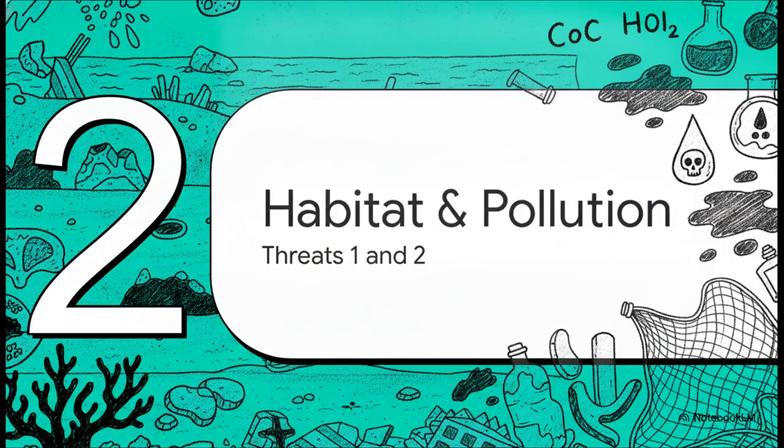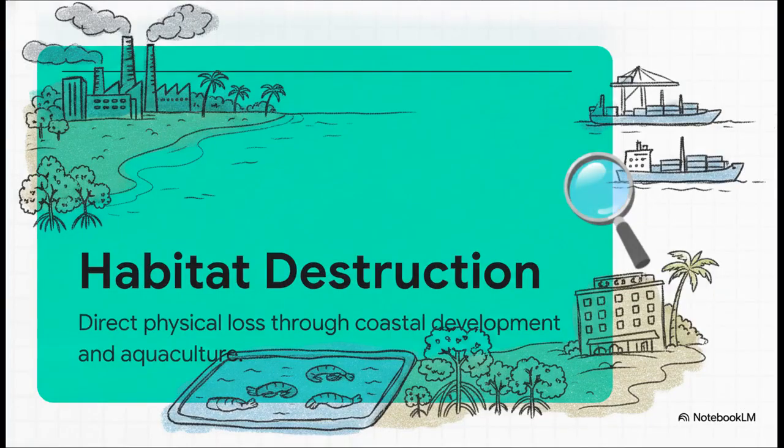Section 2, Habitat Destruction and Pollution. Let's start with a plain language explanation of our very first threat. It's basically people building things right over natural spaces. The precise legal and scientific term for this is habitat destruction. It means direct physical loss through coastal development. We're talking about ports, tourism infrastructure, land reclamation, and aquaculture.